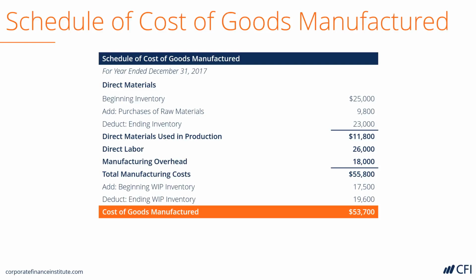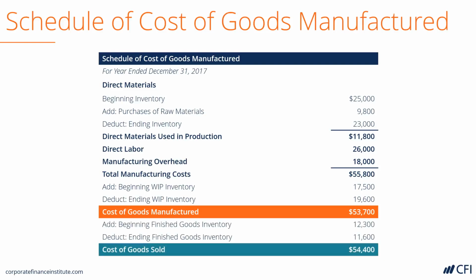Now, let's compare that to cost of goods sold. If we add the beginning finished goods in inventory and deduct the ending finished goods in inventory, we can see that the cost of goods sold for this same period was $54,400. Remember, the cost of goods manufactured are just the goods that are created and ready for sale. The cost of goods sold is the cost of the units that are actually sold to customers.